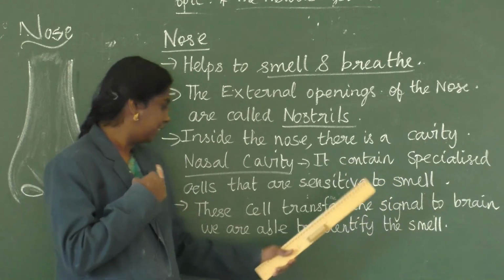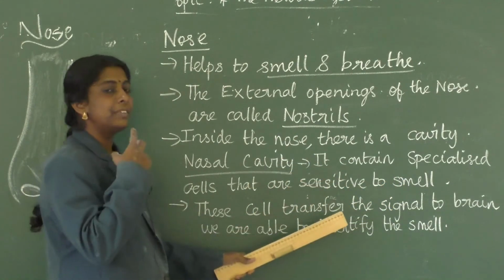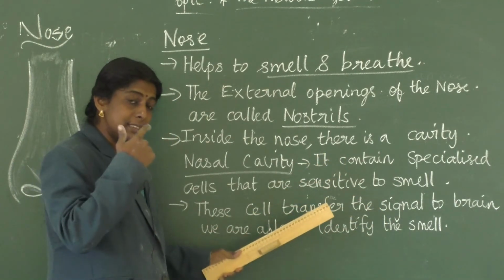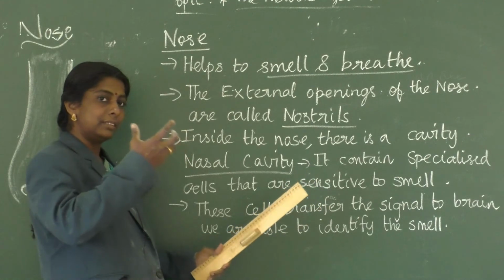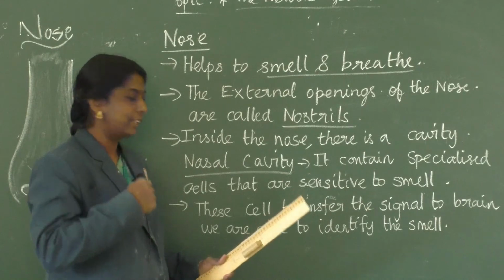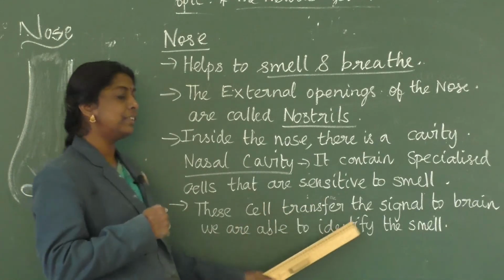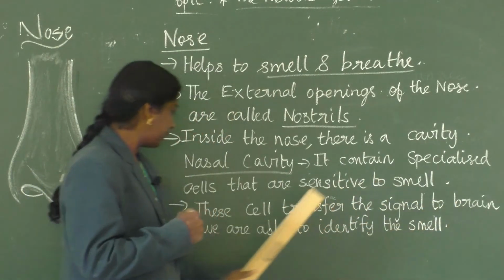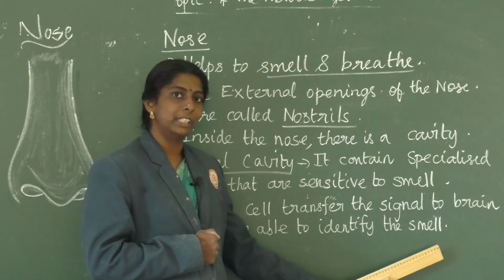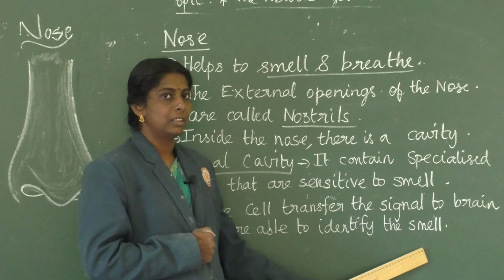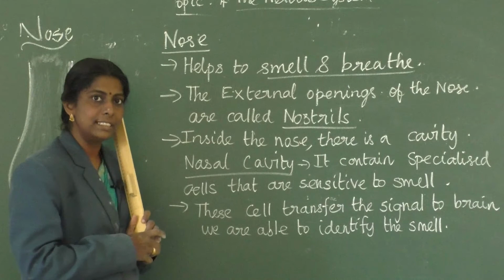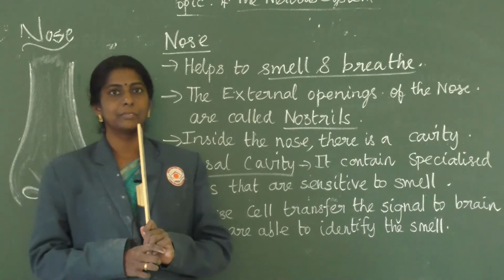Can you all understand? These cells transfer the signal to the brain. So, only through the sensitive cells the odor is transferred to the brain, and we are able to identify the smell. So, this is what about the nose. Can you all understand? Yes.